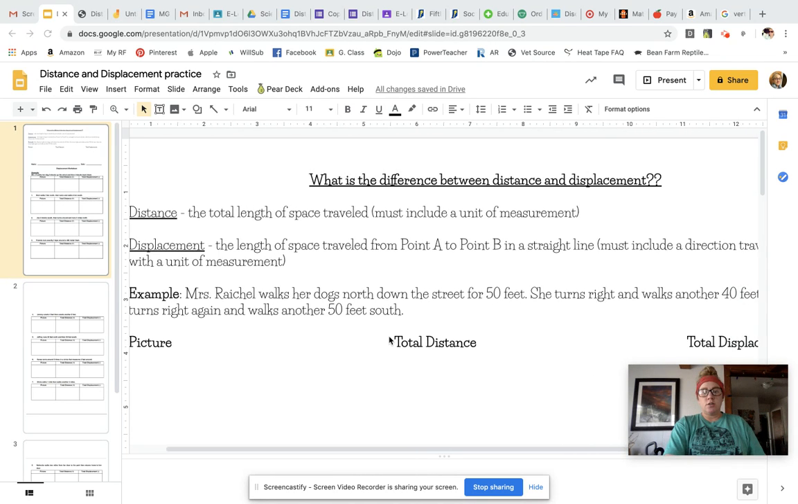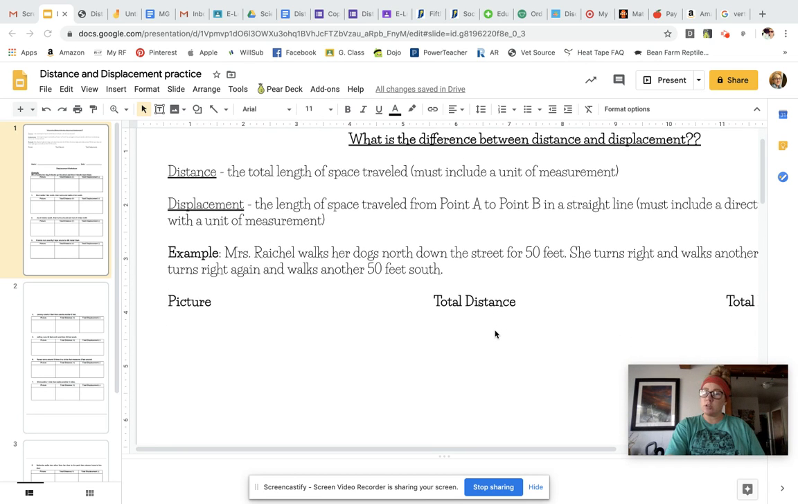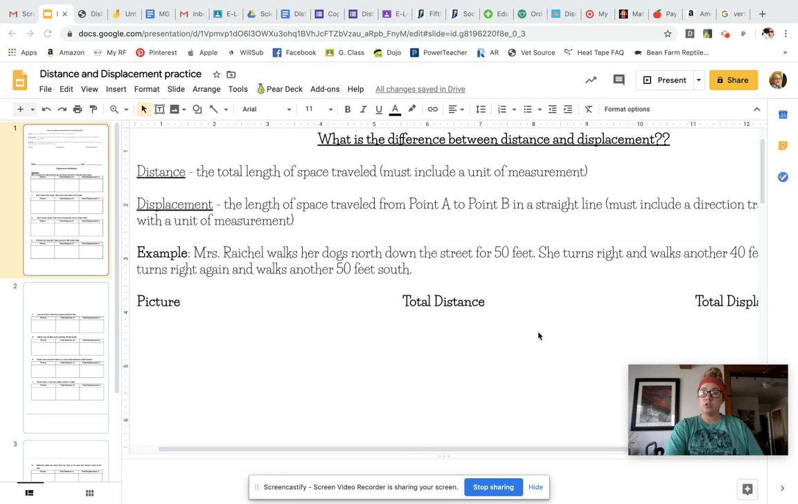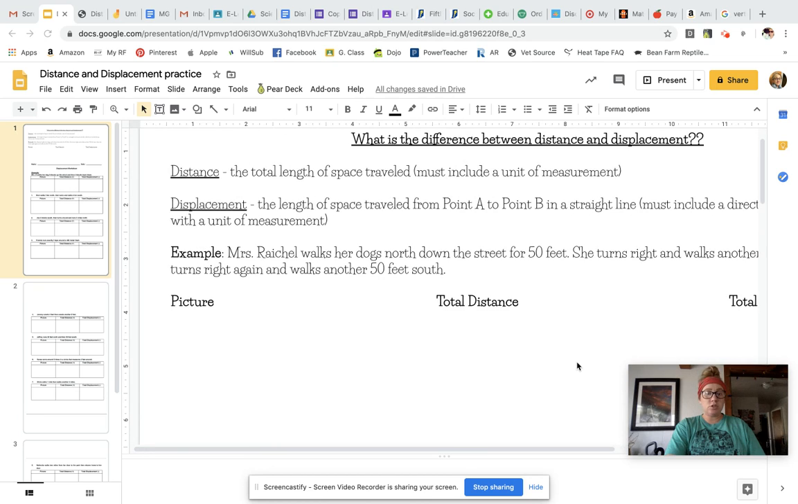So I have an example here that I put together. Mrs. Raichel walks her dogs north down the street for 50 feet. She turns right and walks another 40 feet east. And then she turns right again and walks another 50 feet south. So with this assignment, you're actually going to draw a picture to try to work them out.